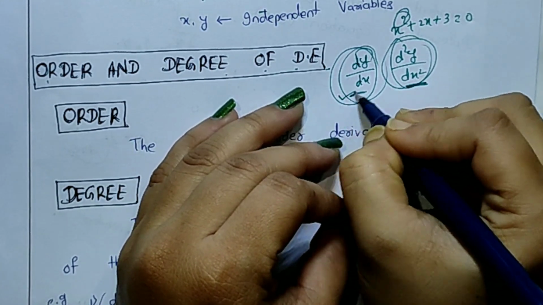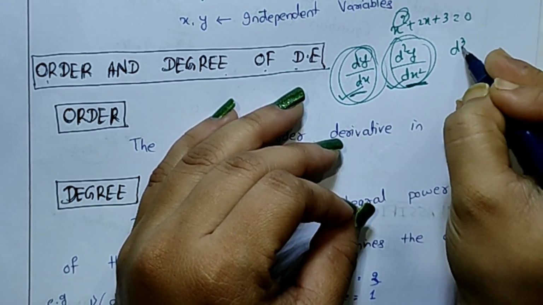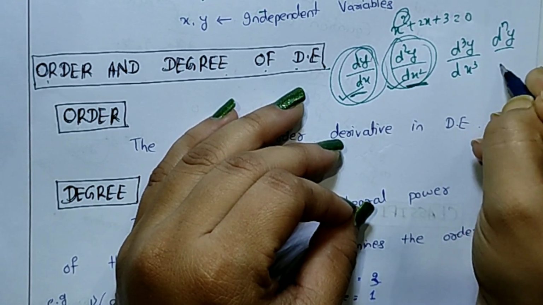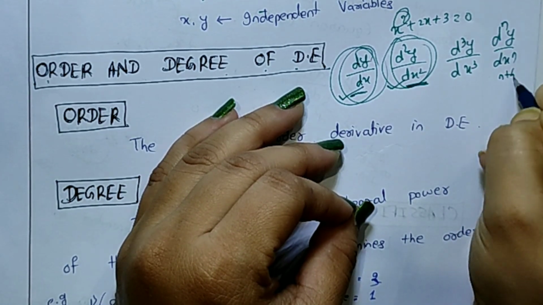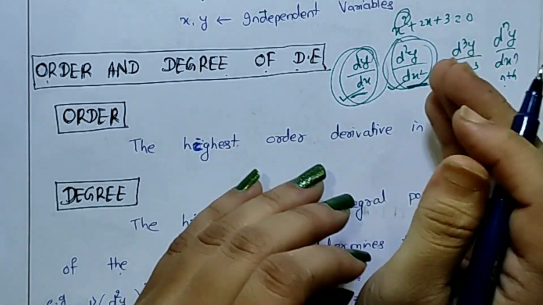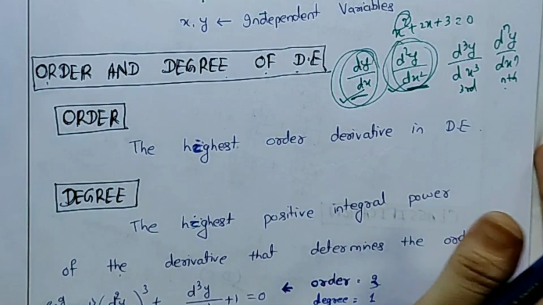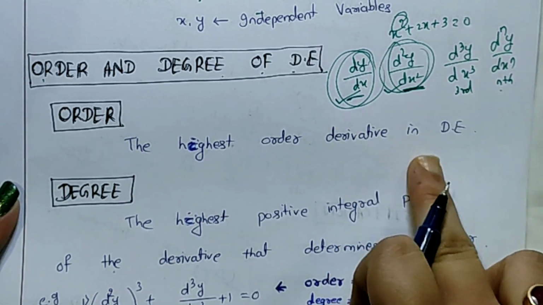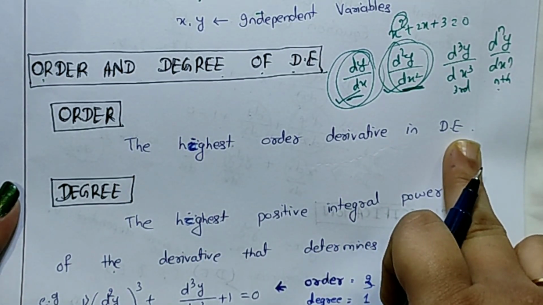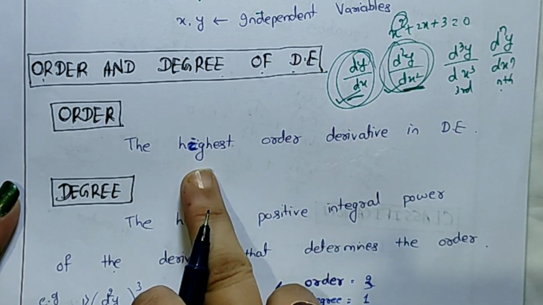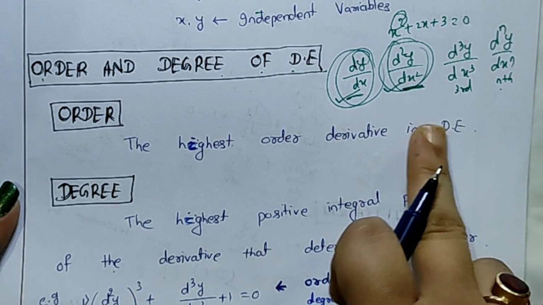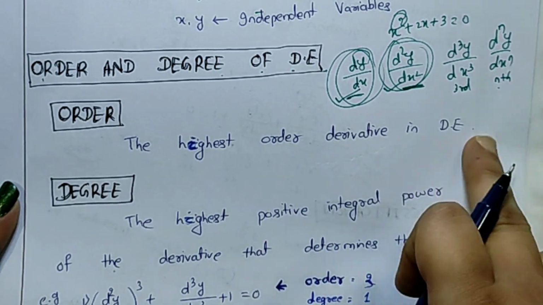Okay, this is the first order, this is the second order, this is the third order, and this is the nth order. So what is the order of a differential equation? The highest order derivative term in the differential equation. The highest order derivative that is involved in an equation is called the order of the differential equation.